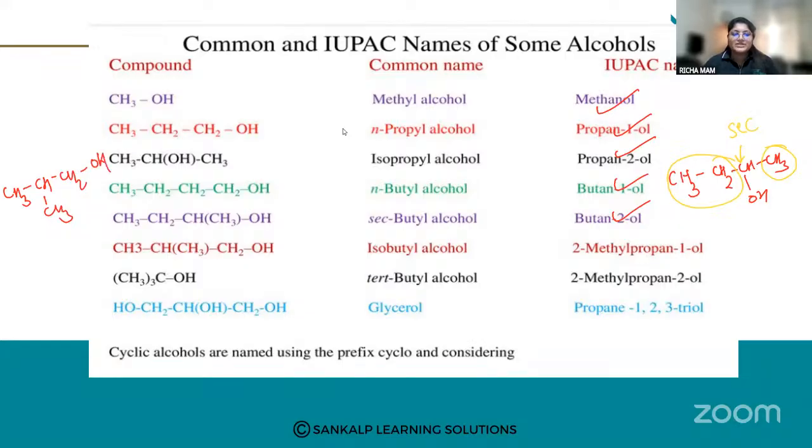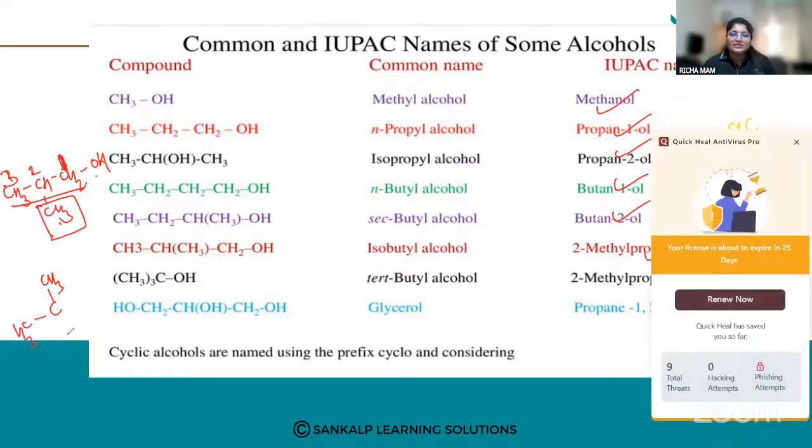CH3CH(CH3)CH2OH. How are you going to name this? 1, 2 and 3. So what am I going to get? This is a substituent, so I'm going to name it as 2-methylpropan-1-ol.